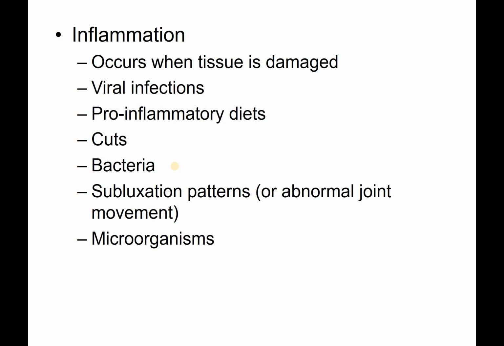And there are different things that can cause tissue damage. Viral infections, bacterial infections, pro-inflammatory diets, cuts and other injuries, subluxation patterns. This is a fancy word for a misalignment in the joint. It doesn't matter what joint. Any joint can sublux. So you have perfect alignment, and then you have dislocation, but in between them is a subluxation. So it's not in perfect alignment, and it's not dislocated, it's subluxed.